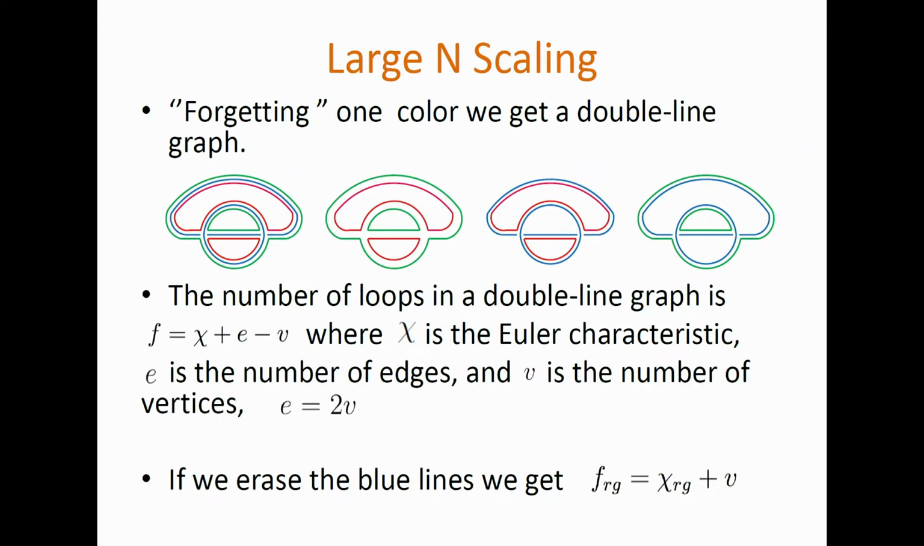Now, once you erase all the blue loops, you can count the number of red and green loops quite simply in the following way. This is just the equation for the Euler characteristic that I wrote down before, that f plus v minus e is equal to chi, right? Where f is the number of faces, e is the number of propagators, and v is the number of vertices.